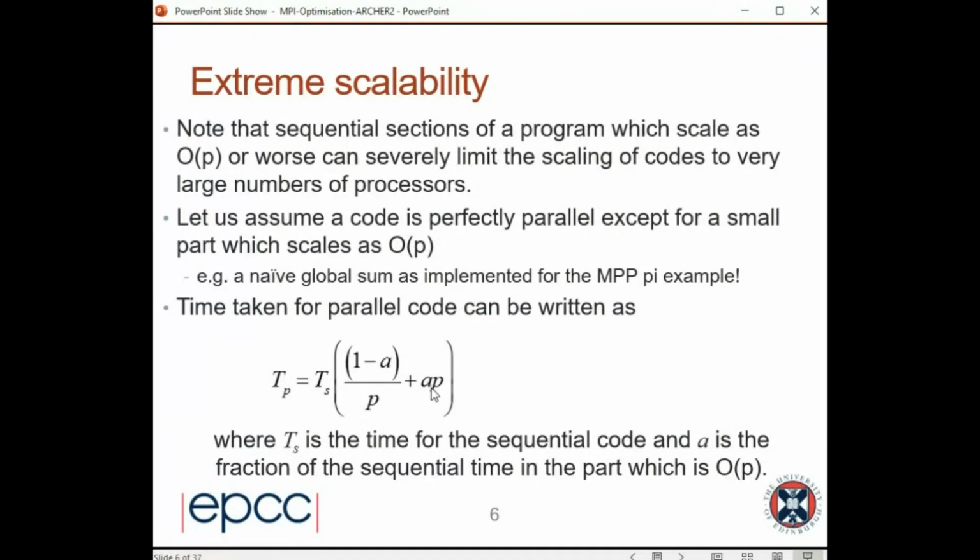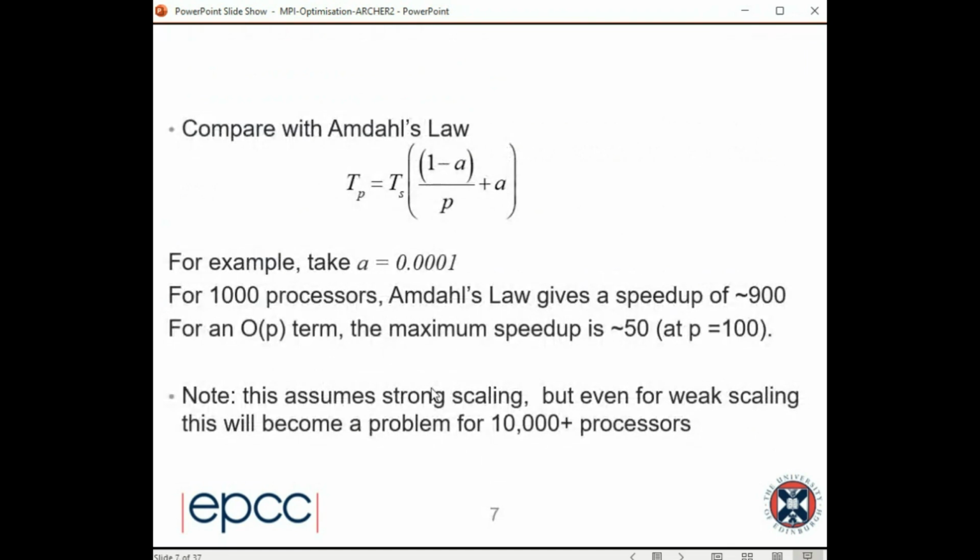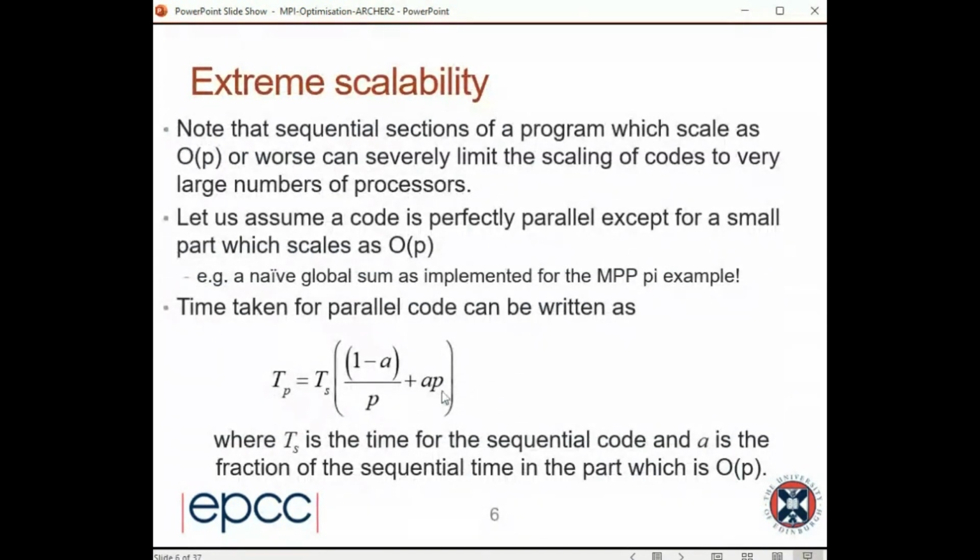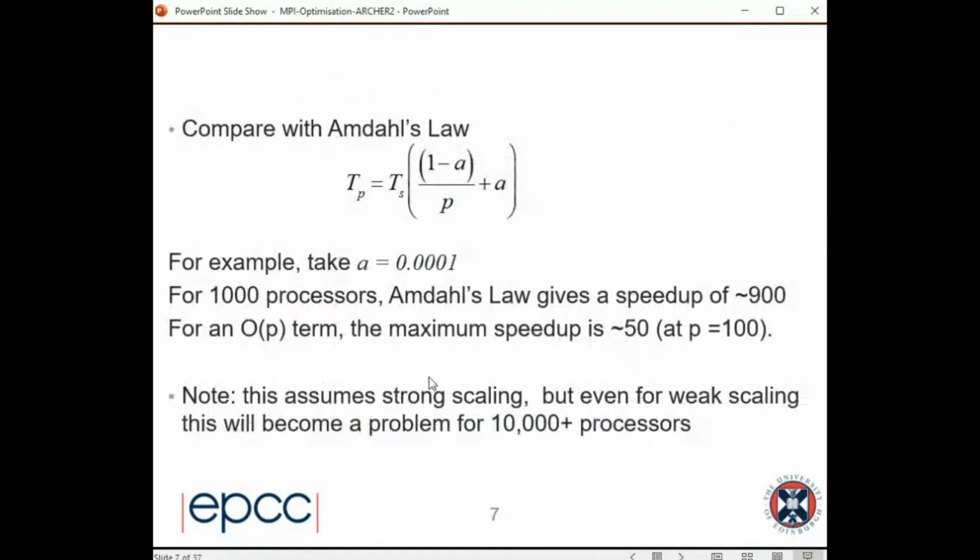Okay. What does that look like? Well, we've got some graphs here, and so Amdahl's law is (1 minus alpha) over p. This is this parallel part scaling perfectly, time decreasing with the number of processes, plus a constant overhead. What happens if that overhead scales with the number of processes? If we take alpha equals 0.0001, that's saying that your code is 99.99% parallel.